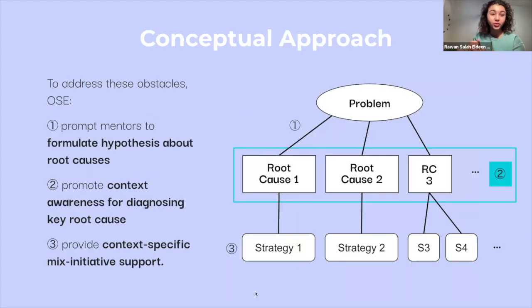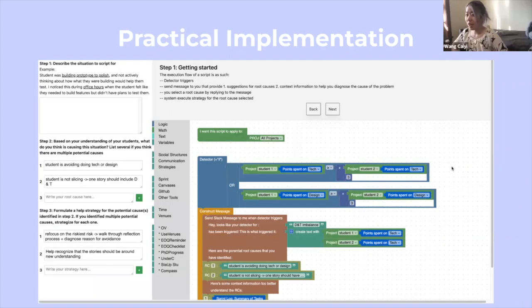In terms of our conceptual approach, we wanted to address these obstacles through our orchestration scripting environment, which you will see in a minute, by prompting mentors to formulate hypotheses about root causes for a given situation, prompt context awareness for diagnosing key root causes, and provide context-specific mixed initiative support. And our conceptual approach unfolds in this interface that we have created.